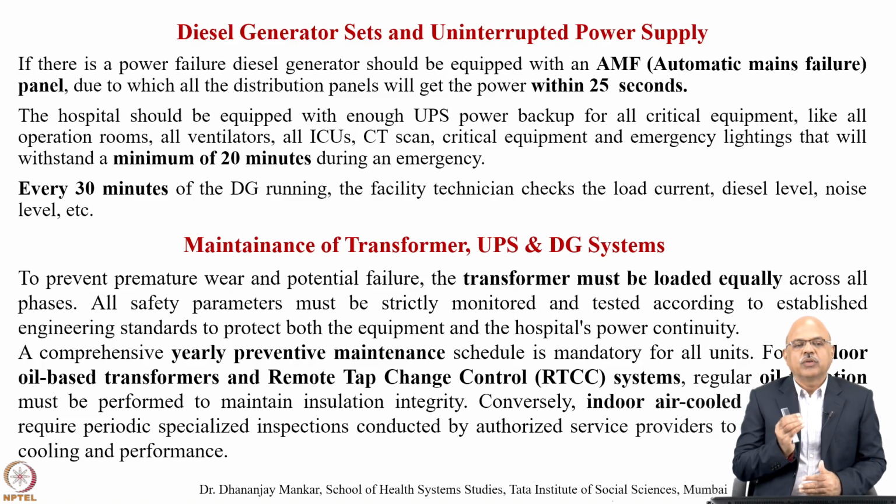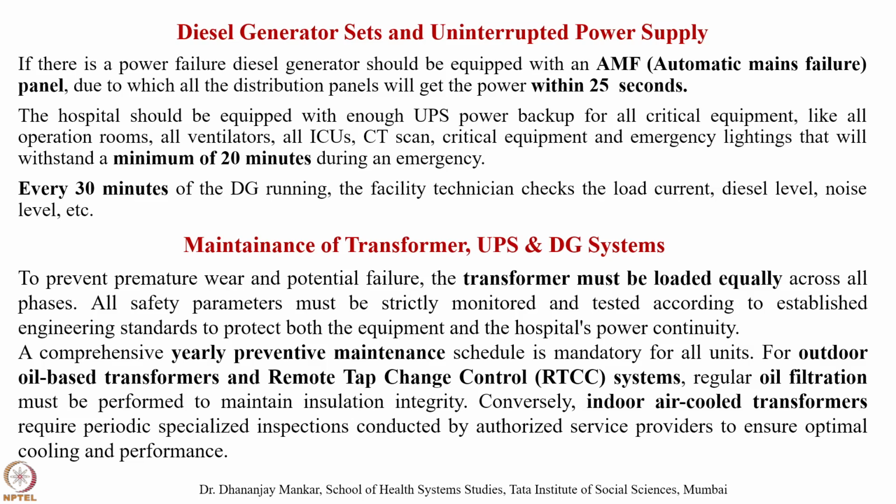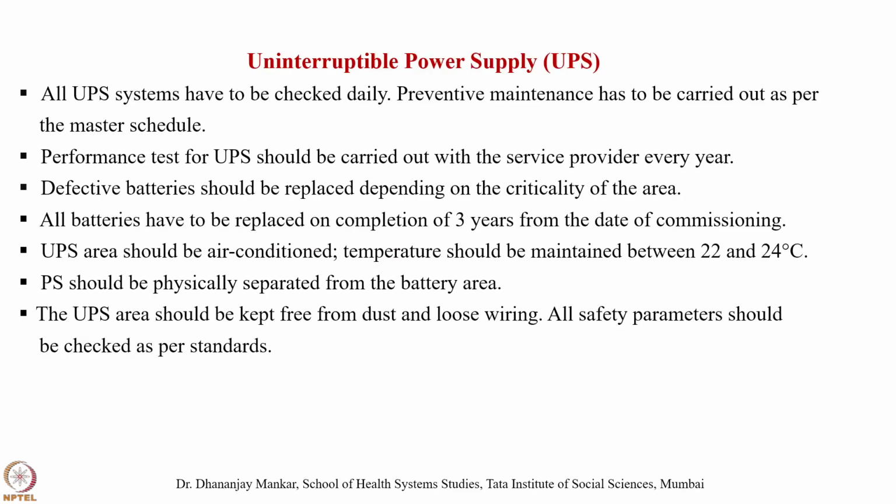emergency. Every 30 minutes of the DG running, the facility technician checks the load current, diesel level and noise level. The maintenance of this is very important to prevent premature wear and potential failure. Transformer must be loaded equally across all the phases, and you need to ensure the safety parameters are very strictly monitored. A comprehensive yearly preventive maintenance is very important for this part. For outdoor oil-based transformer and remote tap change control system, regular oil filtration must be performed to maintain insulation integrity, which is very important to understand the importance of the maintenance of transformer, UPS and DG systems.